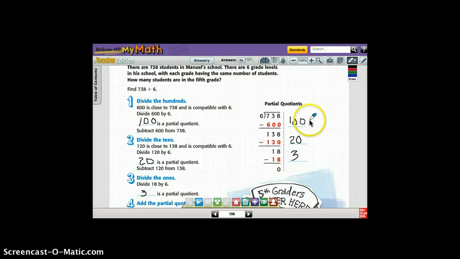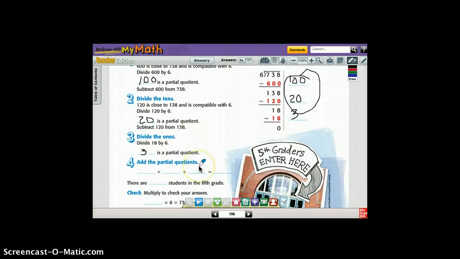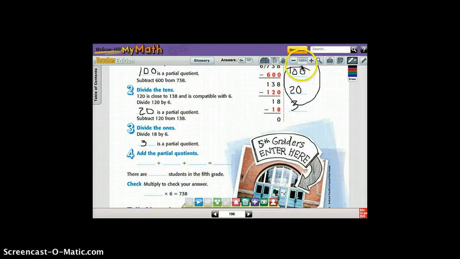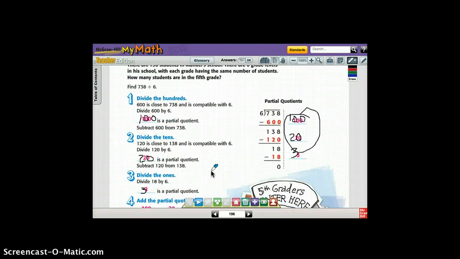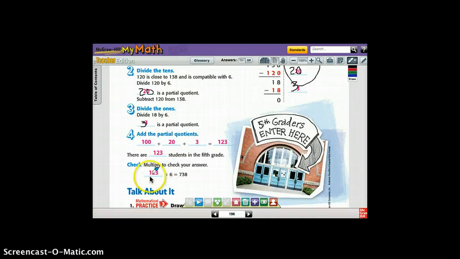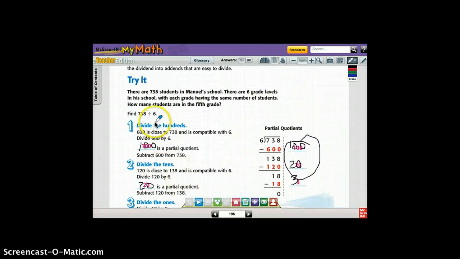Now we have to add all of these together. Oop, my circle didn't quite make it. To add all of our partial quotients together, so I'm going to put these on. 100 plus 20 plus 3 equals 123. So there are 123 students. That's our answer. So now we can multiply to check it. So 123 times 6 would get us 738, which is what we started with, so we were correct.